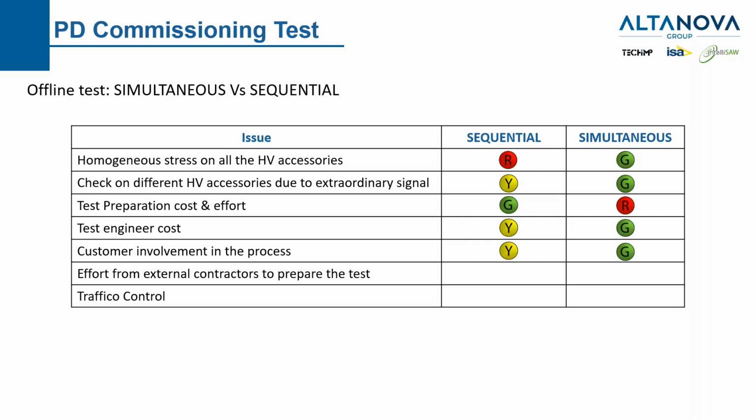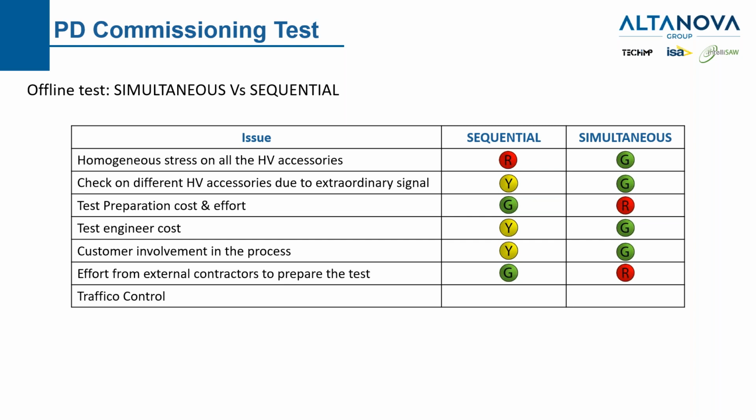Another bad point for the sequential is that the customer needs to be strongly involved in the sequential. We may have a problem with traffic control, police to move along the cable that are sometimes placed into the city. Instead, with the simultaneous, once we have done the installation, everything will be okay for the test duration. There are no more, let's say, exceptional problems.